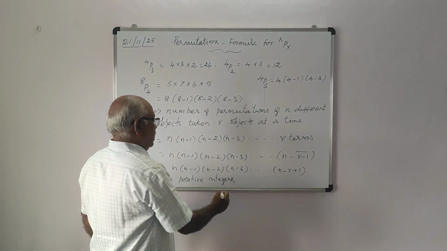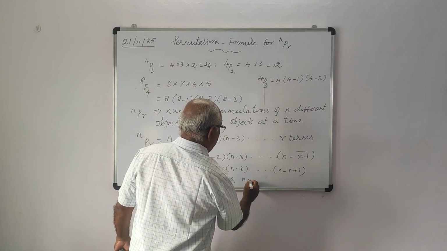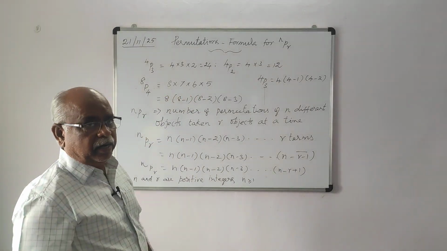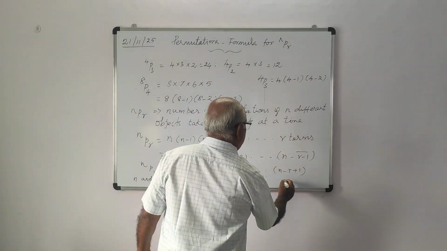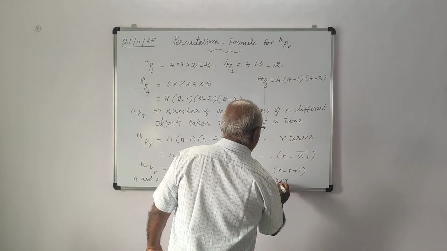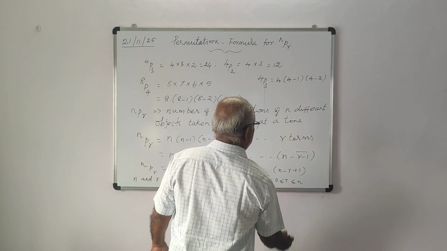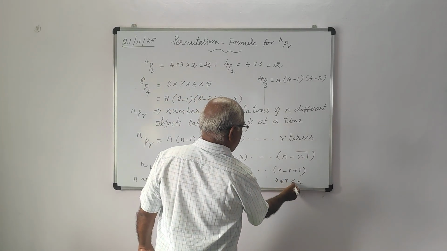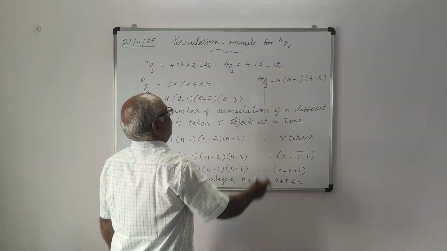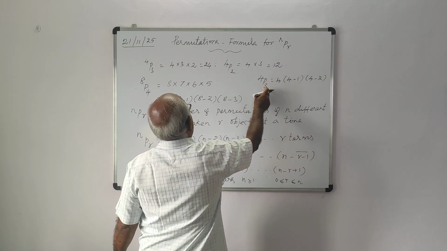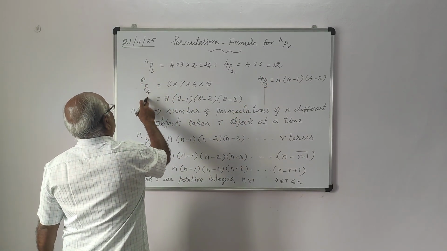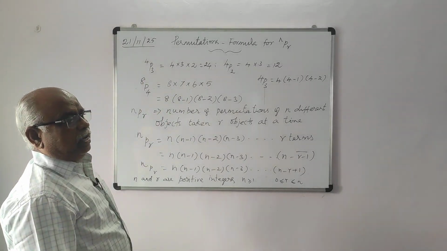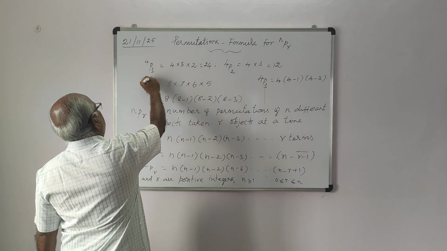And n should be greater than or equal to 1. And R should be greater than or equal to 0, but less than or equal to n. I already told you, R should be positive, but less than or equal to n. N is always greater, because n is always greater. 4 greater than 3, 8 greater than 4, like that. The nth term should be greater than the rth term. N is always greater than R.